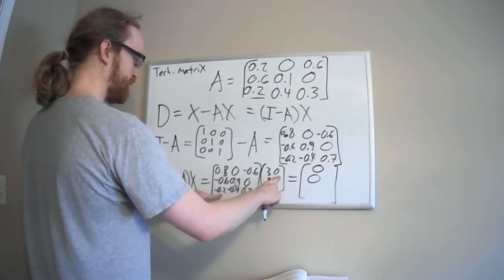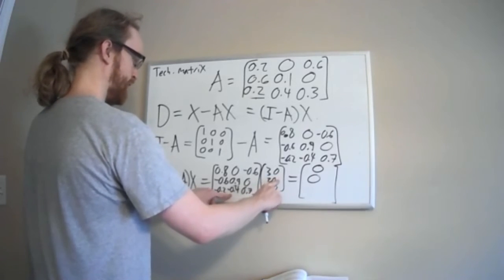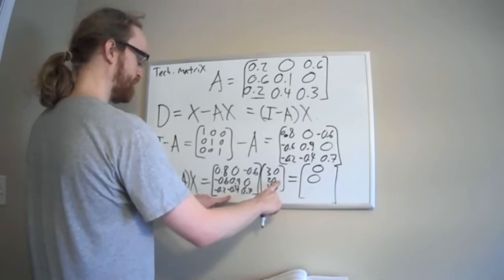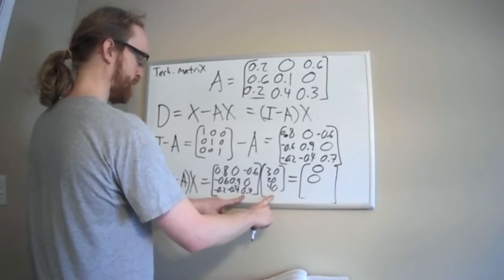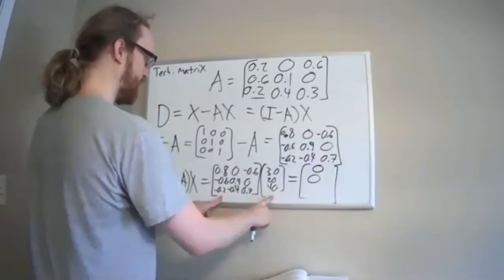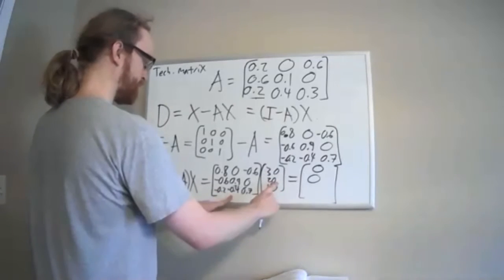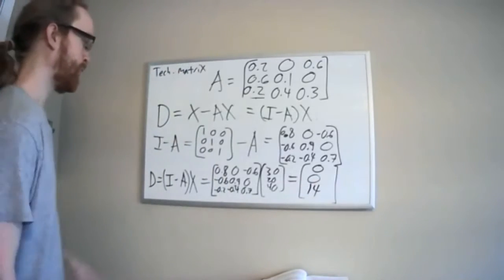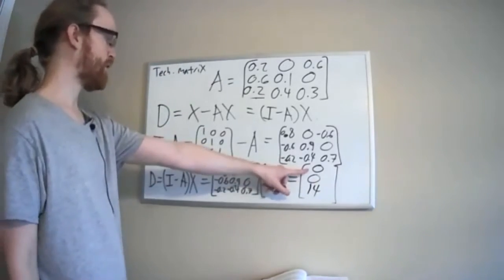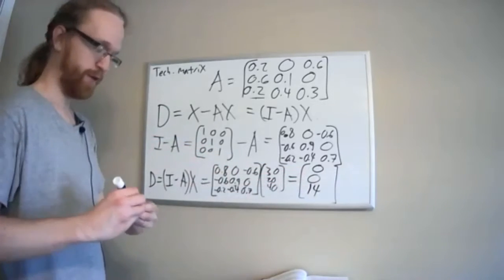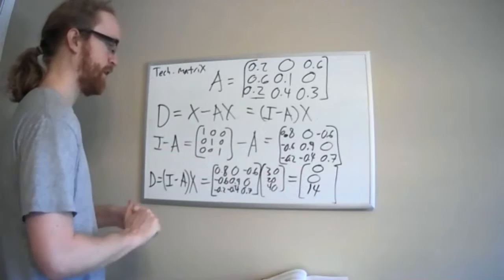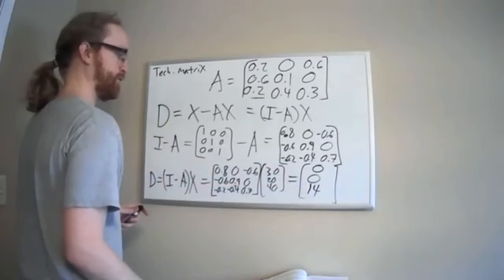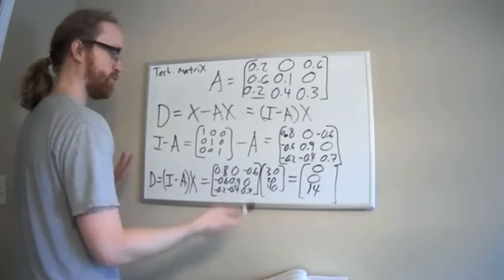Negative 0.2 times 30 is negative 6. Negative 0.4 times 20 is negative 8. So negative 6 and negative 8 makes negative 14. And what's 0.7 times 40? I think that's 28. So what's 28 minus 14? That's 14. Okay, so here's our demand. Our demand that we can meet is 0 lumber, 0 oil, and 14 units of steel. Okay, so that's okay. Again, we'll ignore the fact that it's kind of dumb to have demands of 0, but this is what our answer would be.